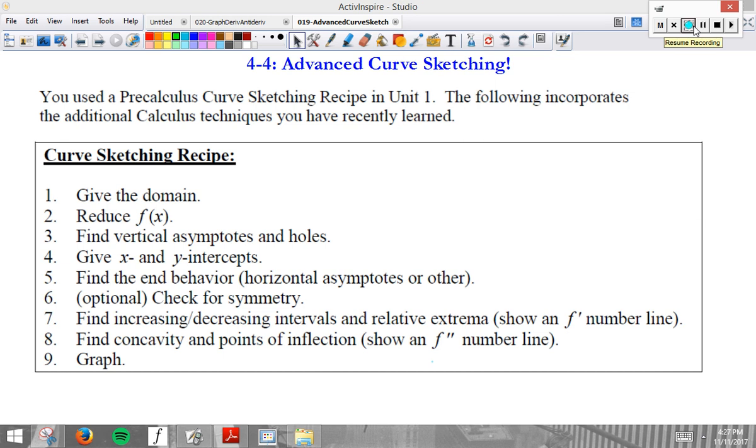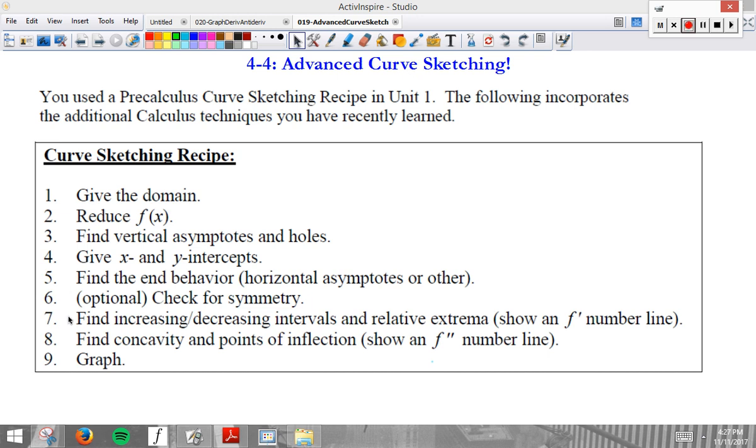Hello. Today we're going to be talking about advanced curve sketching. This is curve sketching using calculus techniques. As this says, we've used a pre-calculus curve sketching recipe in Unit 1. So now we want to incorporate the additional calculus techniques we've learned recently. So we're going to go quickly through the Unit 1 techniques.